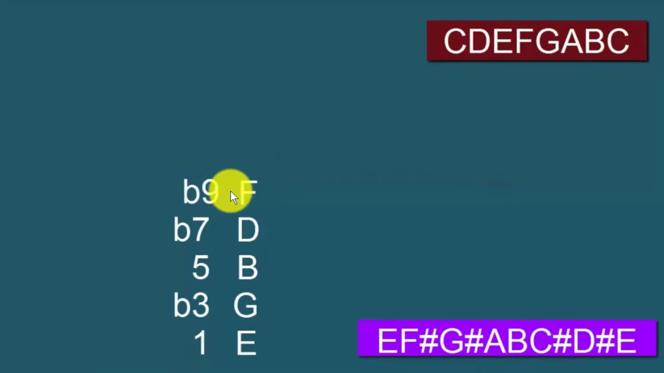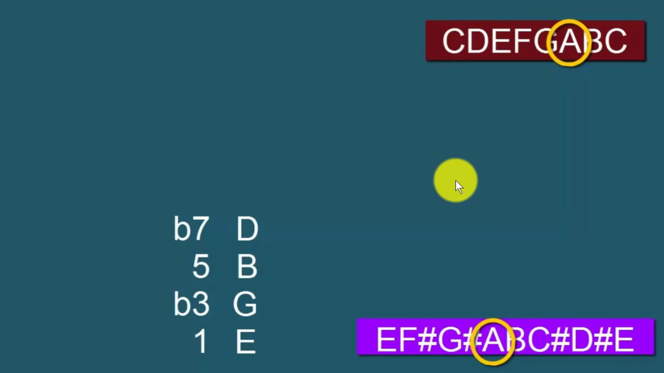Now looking at that flat 9, you can see straight away that it's actually a minor ninth above that E, above the root of the chord. And we don't like minor ninths on minor chords, so it just doesn't sound right, so we're going to skip that. We don't like it, so it goes.